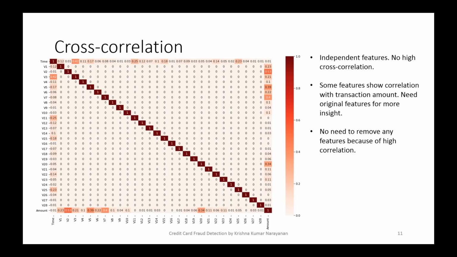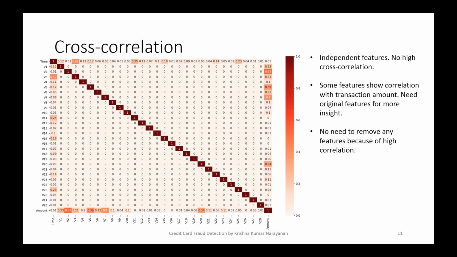As the next step, we did cross-correlation. The cross-correlation shows that all these individual PCA components are extremely independent, so there is no high cross-correlation. Some features show some cross-correlation with the transaction amount, where V2, V5, V6, and V7, for example, have cross-correlations of 0.5, 0.3, and 0.4. Nevertheless, since we don't know the intuition behind the original features, we cannot just tell why it's the case.